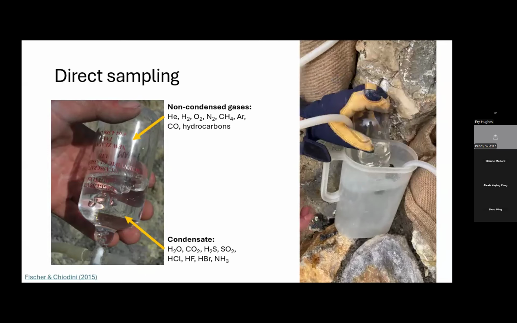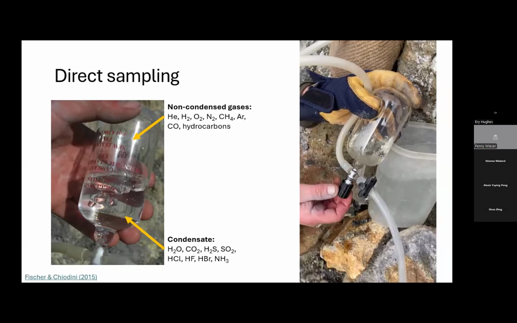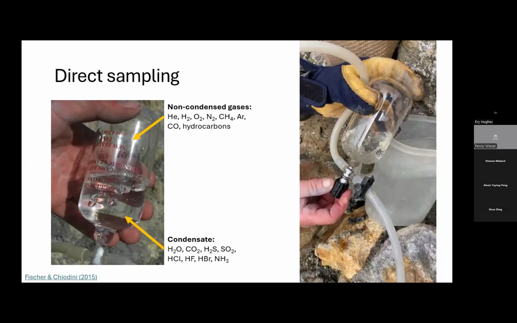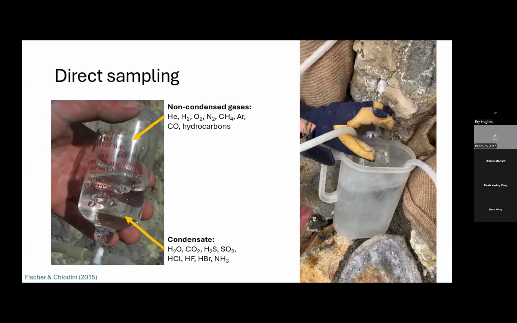And then what you end up with in the headspace are these non-condensed gases. So the helium, the hydrogen, oxygen, nitrogen, methane, etc. And essentially, because we can pass so much more gas through it, we're going to concentrate these up, and that makes them easier for us to analyze.